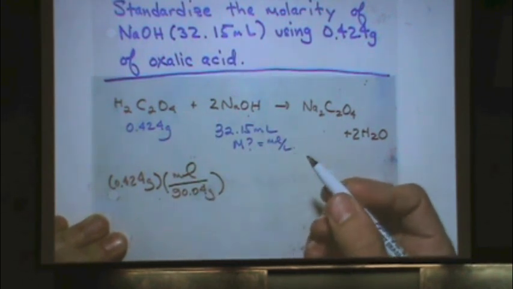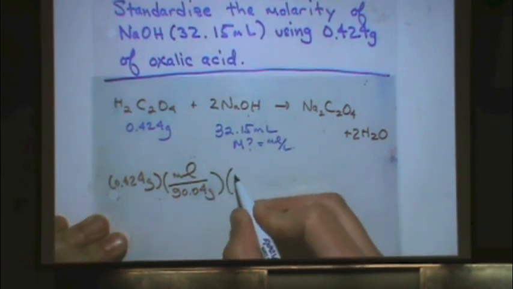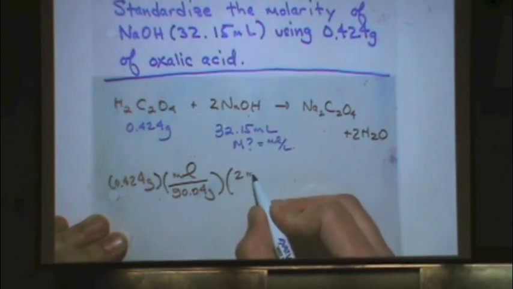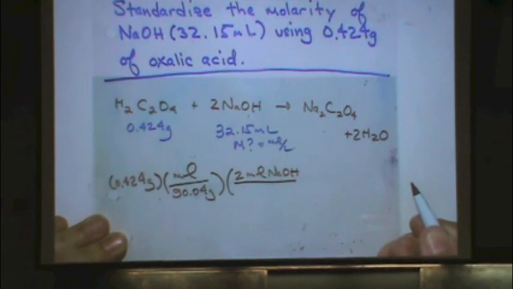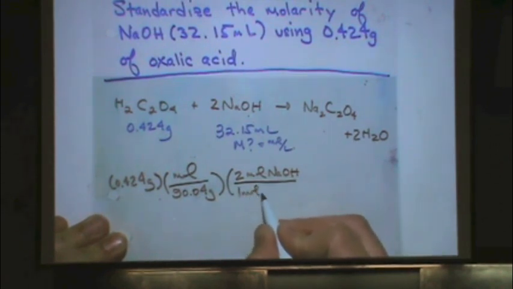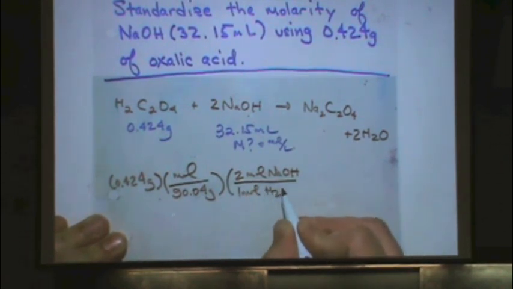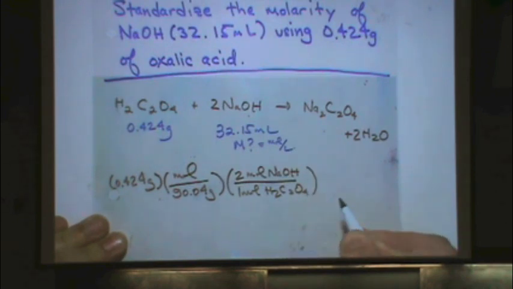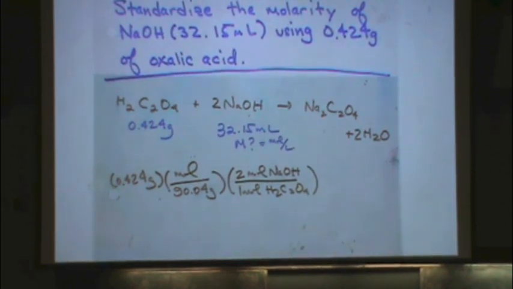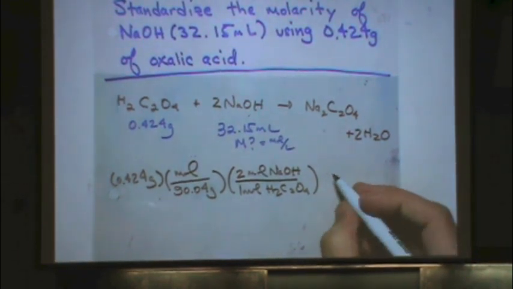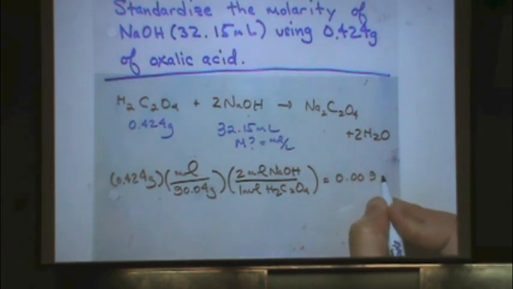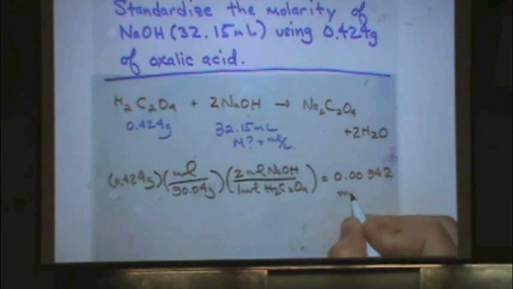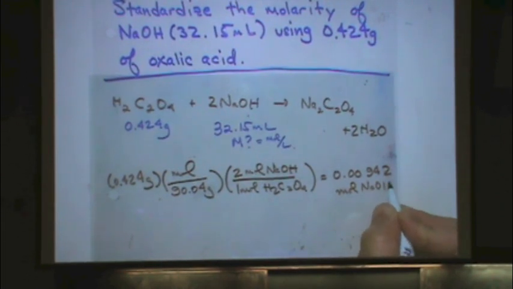And so now this is moles of oxalic acid. I'm going to use a molar ratio to go to what I want, which is sodium hydroxide. So there's 2 moles of sodium hydroxide for every 1 mole of oxalic acid. So now I'm at moles of sodium hydroxide. Let's see what that number is. That's 0.00942. Again, moles of sodium hydroxide.